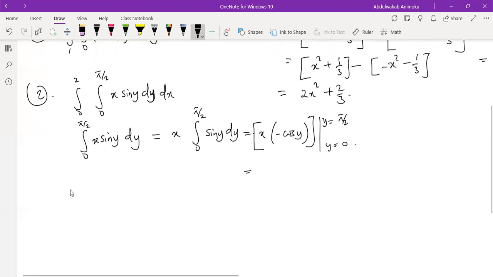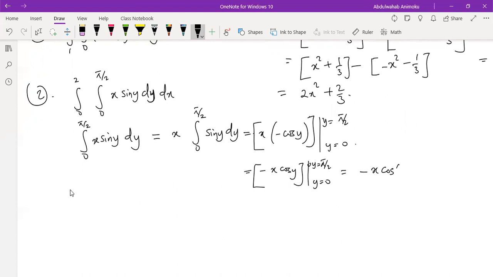So now, what do you have? This is minus x cos y evaluated at y equal to pi over 2 and y equal to 0. Then when y is pi over 2, that is basically minus x cos pi over 2.